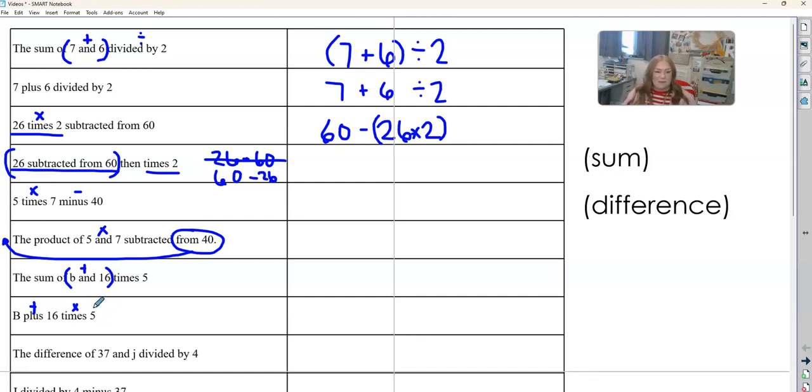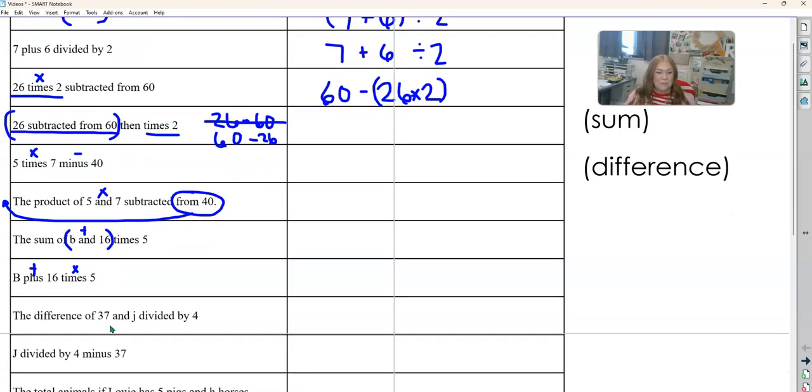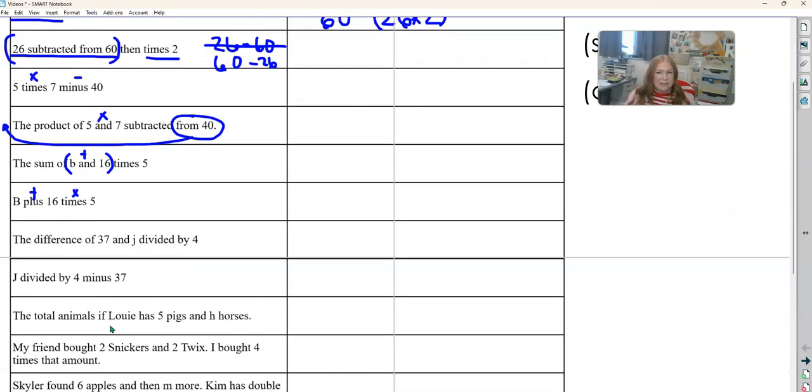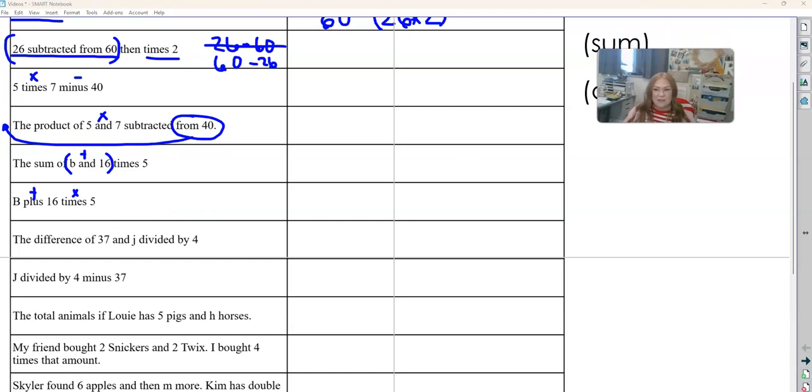So this time we would have to do this first because it's not sum, it just says add it. So I'd have to follow order of operations, do this, then add on B. Okay, our next one tells us that we want the difference of 37 and J.